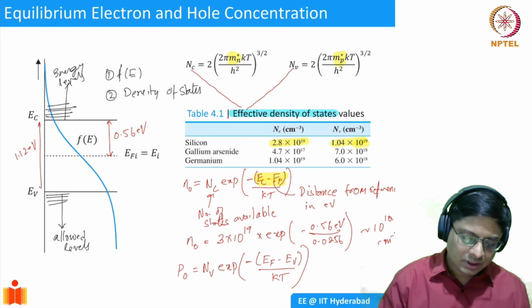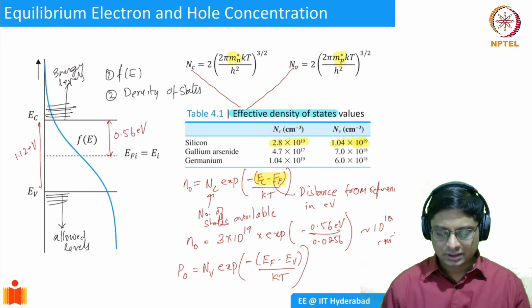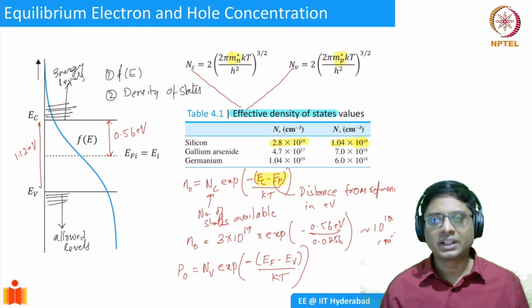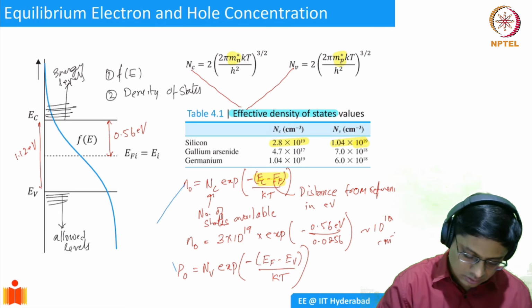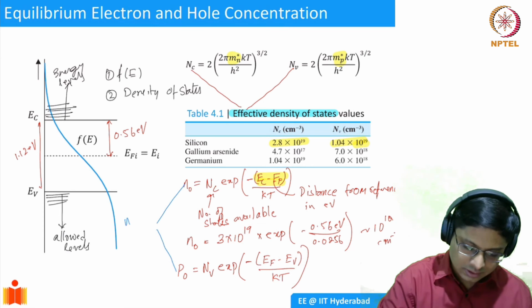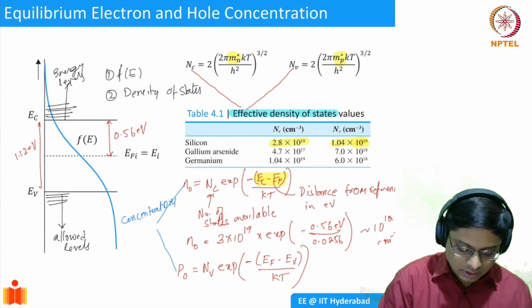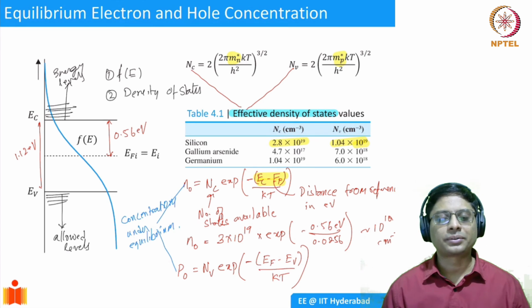So this is your equation for carrier concentration, for electrons and for holes under equilibrium. These represent, because I didn't mention it, concentrations under equilibrium. Okay. This is what it is.